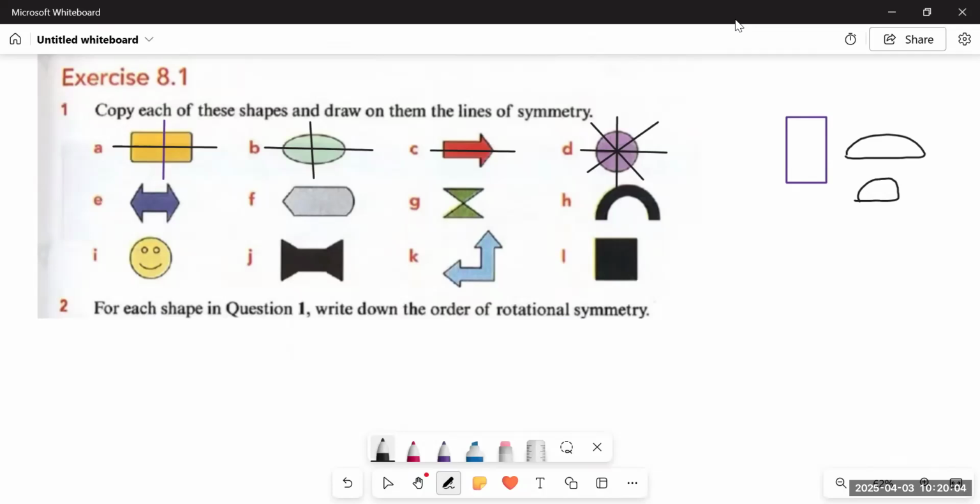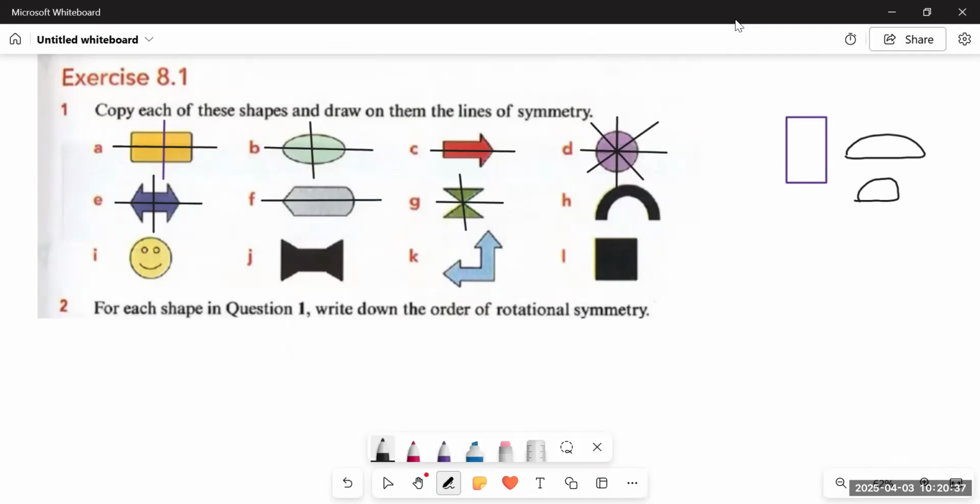Then if we talk about this two-sided arrow, again we will have two lines of symmetry, 1 and 2. For this shape, we will have only one line of symmetry. We cannot draw a vertical line of symmetry because we do not have equal edges on either side. Then in this shape where we have two different triangles, one on top of the other, this is one line of symmetry and this is one more. We have two lines of symmetry there.